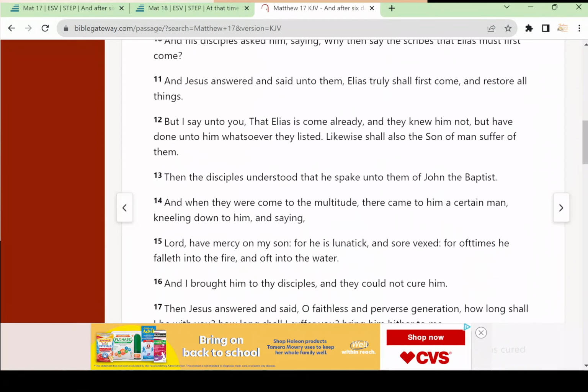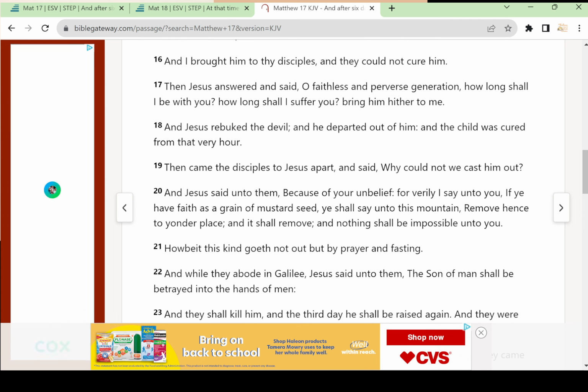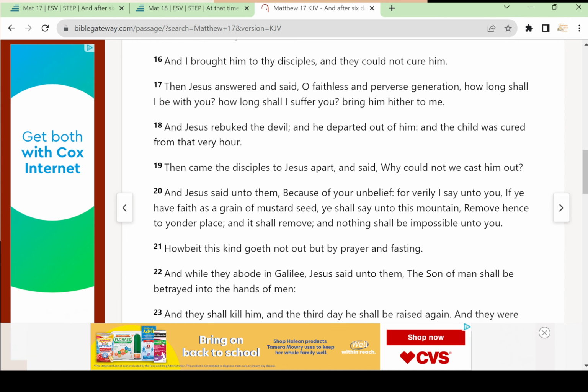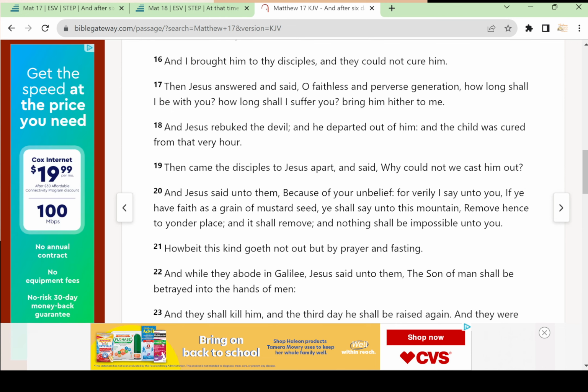verse 21, which is telling us, "Howbeit this kind goeth not out but by prayer and fasting." So let's read from verse 19. It says, "Then came the disciples to Jesus apart, and said, Why could not we cast him out?" So basically there was a man whose son was demon possessed, and he came to the disciples so his son could be healed, but they could not heal him. Now they came to Jesus and asked him why. Verse 20, Jesus said unto them, "Because of your unbelief, for verily I say unto you, if ye have faith as a grain of mustard seed, ye shall say unto this mountain, Remove hence to yonder place," so from here to there, "and it shall remove, and nothing shall be impossible unto you."